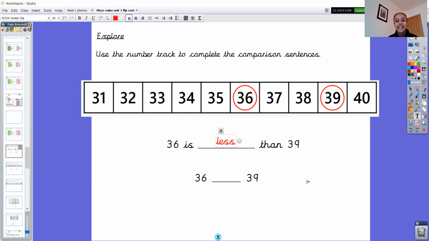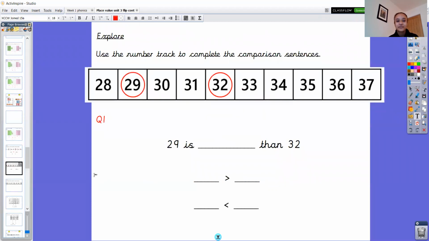And then what does the less than symbol look like? What part of the symbol needs to be facing this number? Good, okay, so the less than symbol, you know the smallest part when you say less than, you can see the smallest part is facing the smaller number and the biggest part is facing the bigger number. So 36 is less than 39, okay?